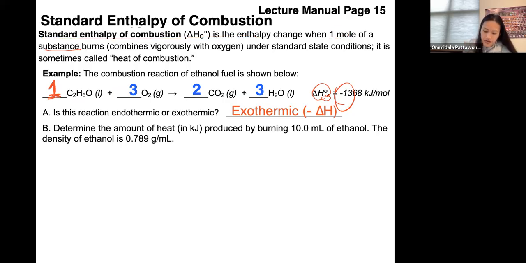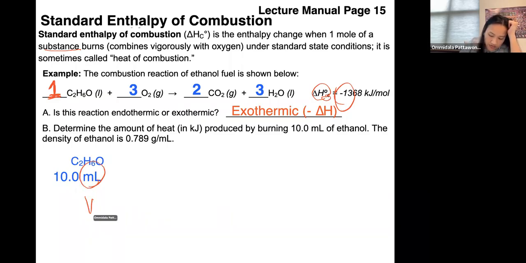All right, so let's take a look at the next one. Now I'm going to calculate the amount of heat associated with combusting 10 milliliters of ethanol. If you have 10 mL of ethanol, how much heat will be produced if you burn this? Milliliter is a unit of volume, right?